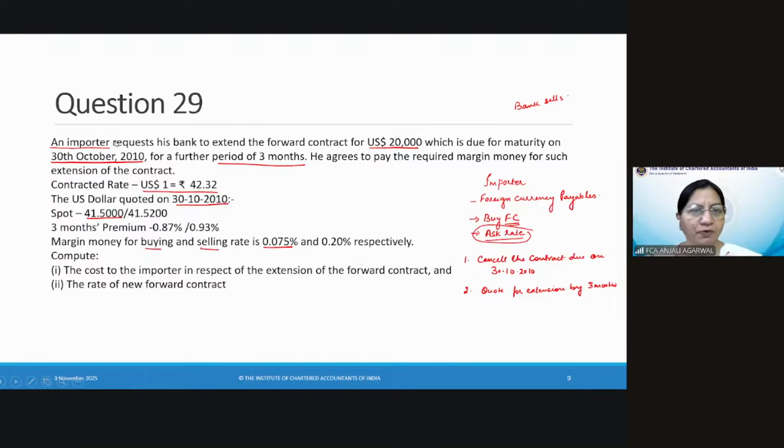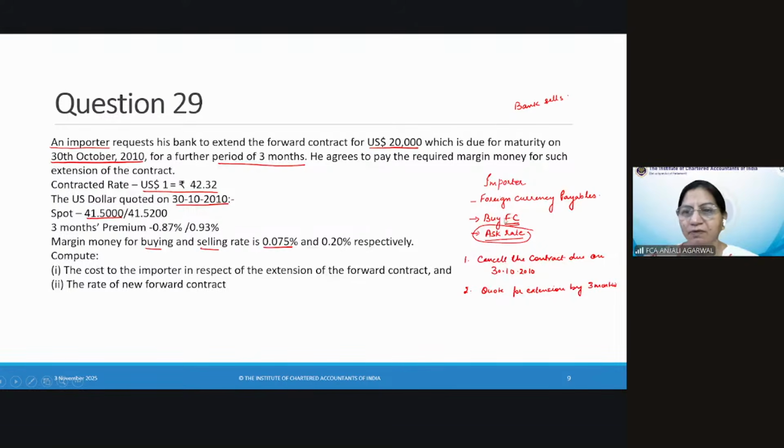Since he is an importer, he needs foreign currency. He is going for a buy of foreign currency, therefore, ask rate was applicable. That means bank was selling foreign currency and customer was buying foreign currency. Now he's saying, no, I don't want to buy. Then you can sell. So he will sell at bid rate, which is 41.50, to square off the position. So when first ask rate was applicable, now bid rate would be applicable.